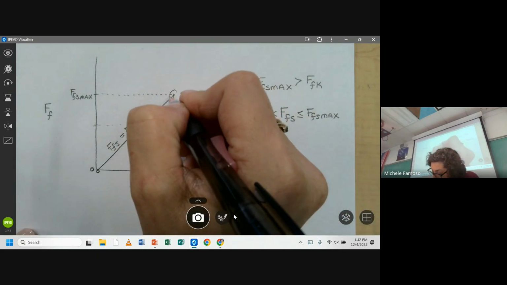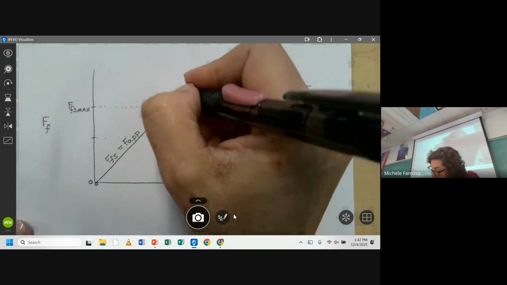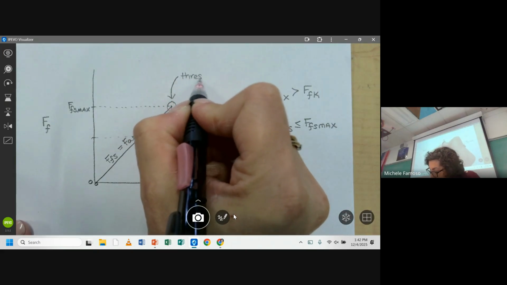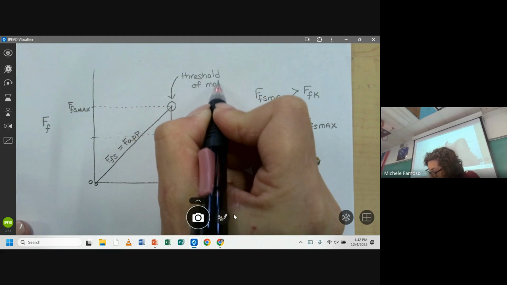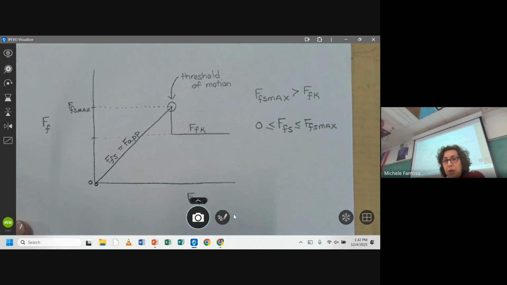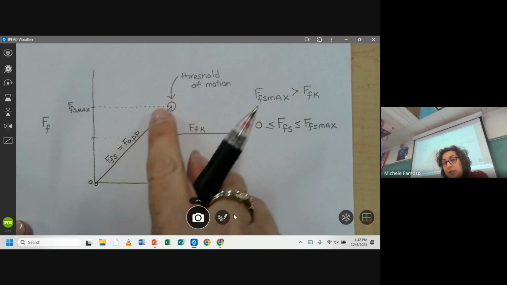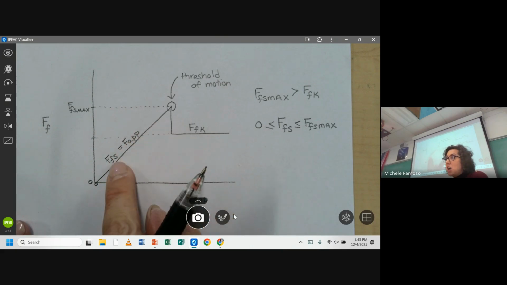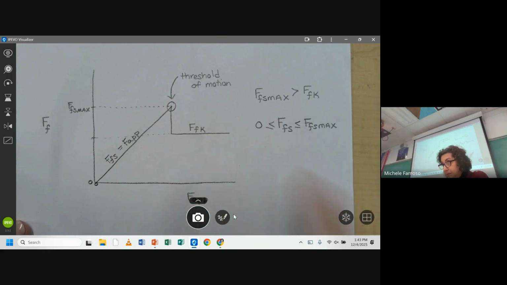This point here, by the way, as I said, when it breaks free and slips, that point is called our threshold of motion. So there is no motion happening in this segment of the graph. Nothing is sliding. It's all stuck. Once it slips, now we're here.